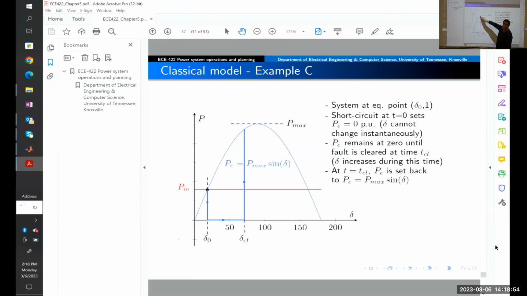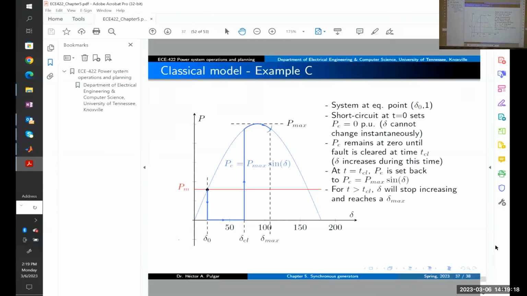What is the accelerating power now? PM minus PE. It's going to be negative. So the machine was speeding up, but at this point, we're going to apply this deceleration. This increase in the speed will start becoming smaller and smaller until at some point the angle will stop increasing. We will have that situation. If the machine stops at this point, the angle will not increase anymore because the acceleration is still negative. The angle will start decreasing.